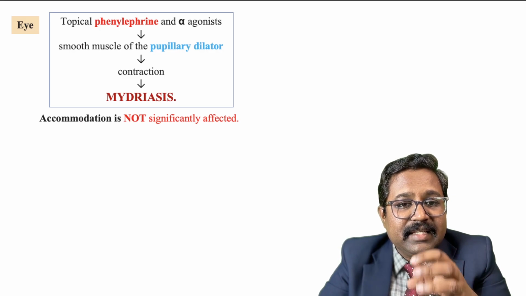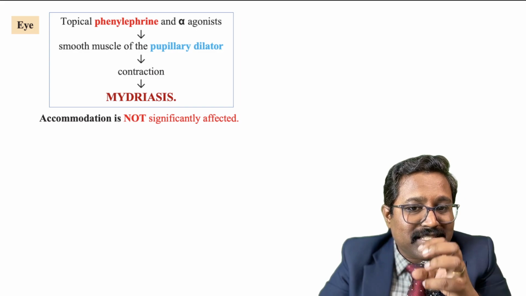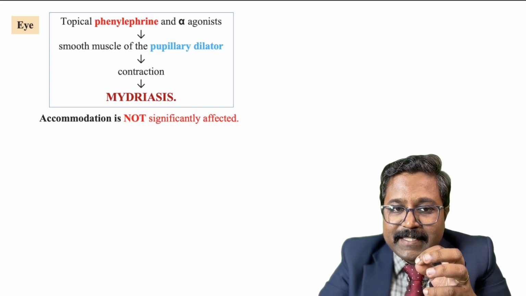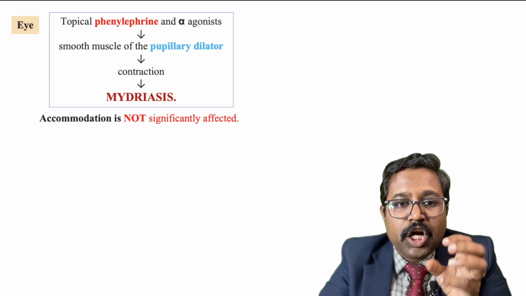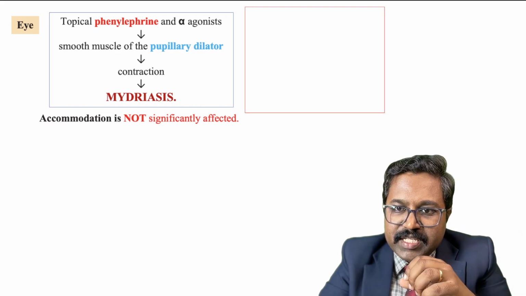And here the advantage is the accommodation is not significantly affected because accommodation is controlled by the M3 receptor, which is present in the ciliary bodies, which are not blocked by the alpha receptor agonist.